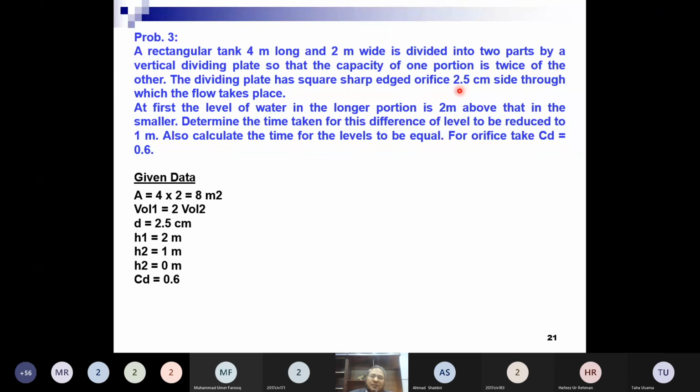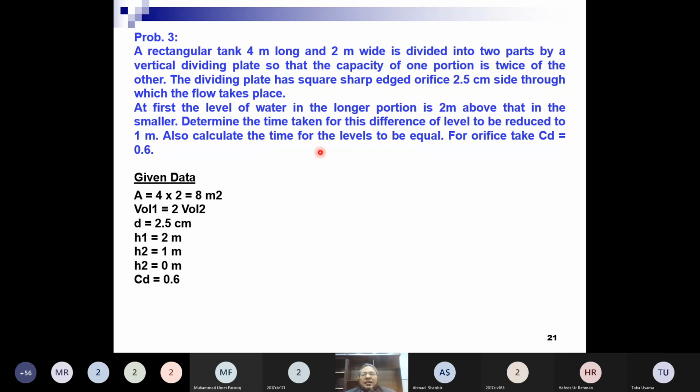The dividing plate has a square sharp edged orifice. अब ये जो orifice है बीच में, ये सर्कुलर नहीं है, its shape is square and its one side is 2.5 centimeter through which the flow takes place. At first the level of water in the longer portion is 2 meter above that in the smaller. So difference of water levels is how much in the beginning? 2 meter. So it means H1 is 2 meter.